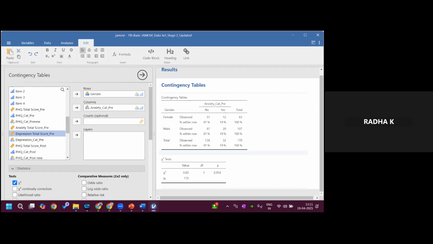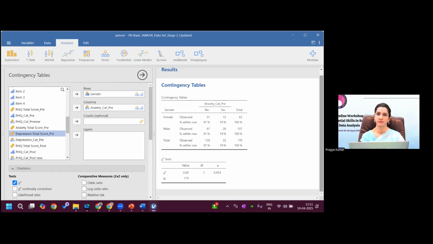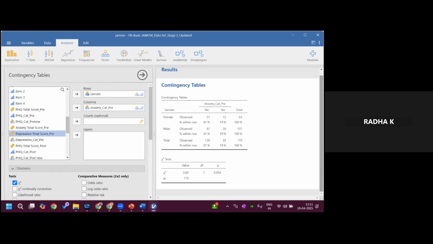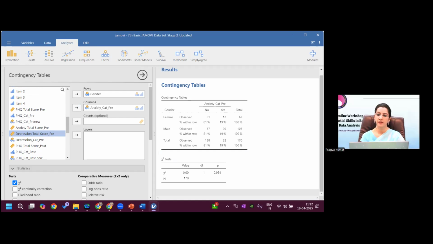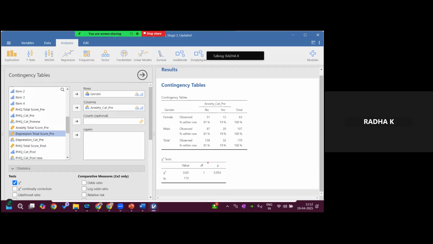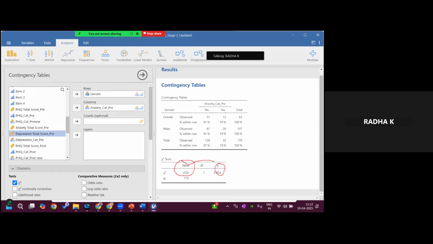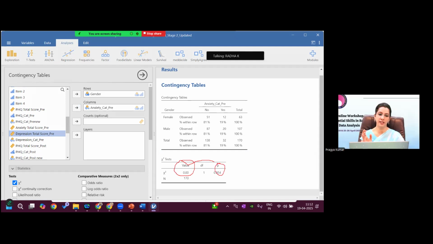Ma'am, this chi-square value is 0.000. Yeah. So in many of the studies, we have seen the chi-square value 0.00 means it is significant like that. No, it is association. I think you are getting confused between this value and the p-value. If the p-value is 0.00, then only chi-square can be.